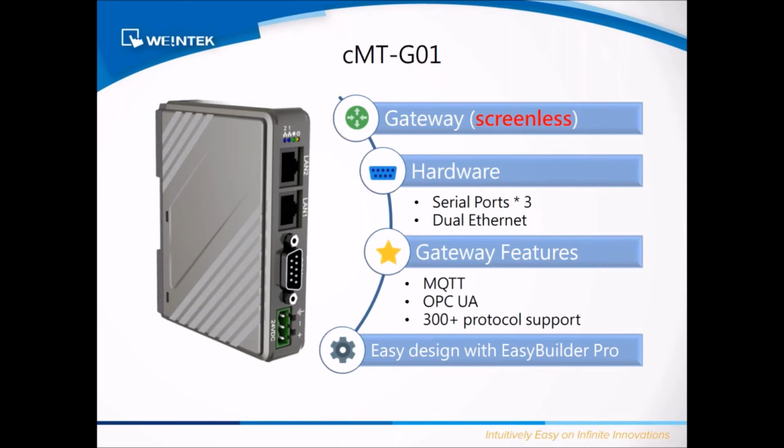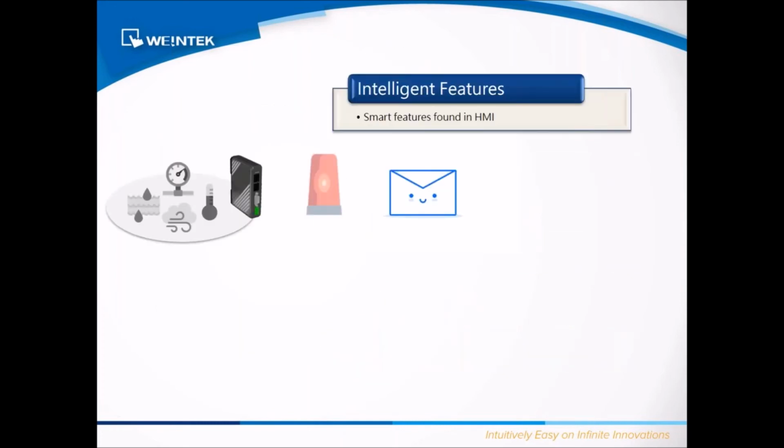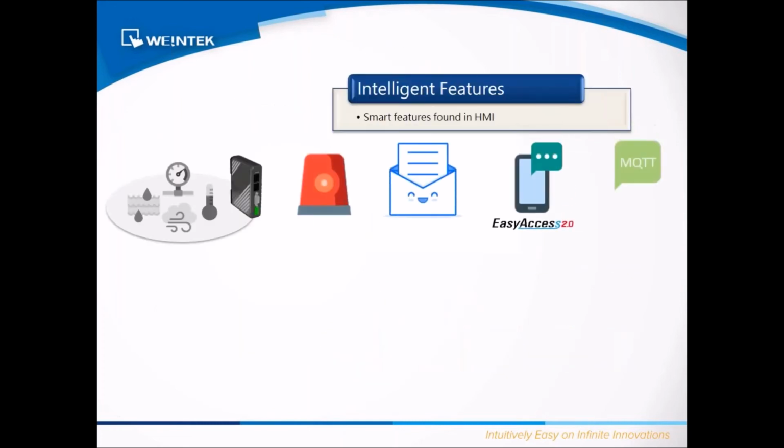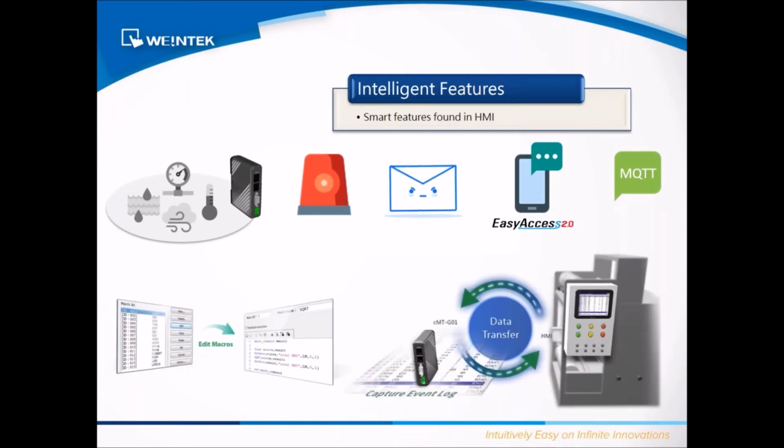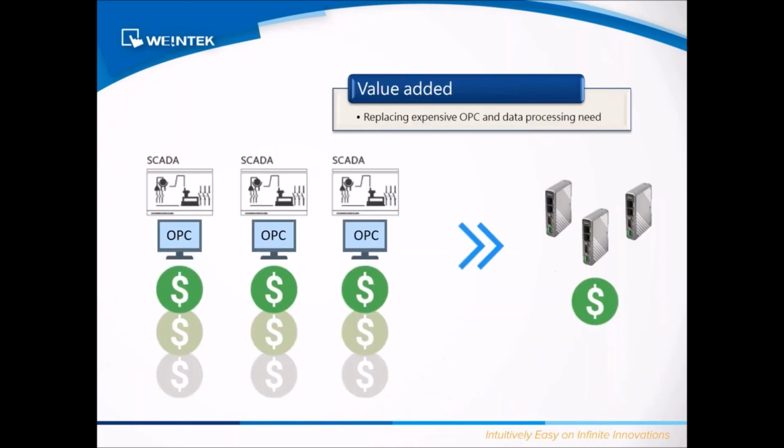Okay, so cMT-G01 is a screenless gateway. It has three serial ports supported and two Ethernet. So one for your office and one for your field devices. Okay. Then you will use Easy Builder Pro to program this device, this gateway. Okay. And the features that we have, I have just mentioned. So you have email, notification, Easy Access, data transfer, and macro.